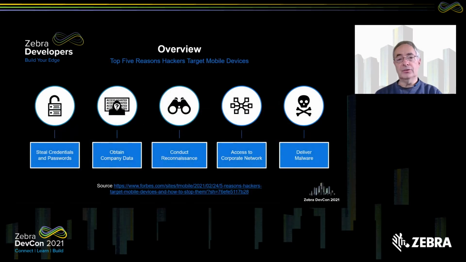Top 5 reasons hackers target mobile devices. Stealing credentials and passwords. Obviously, that allows them to access either applications or the network, obtain company data, conduct reconnaissance, get access to the corporate network, and deliver malware. So that basically gives you an idea of what people are looking for when they're hacking devices.